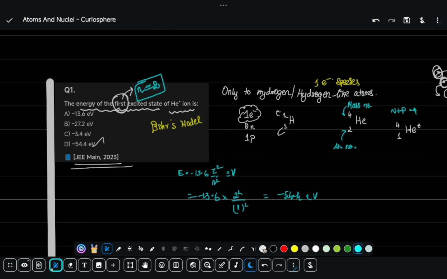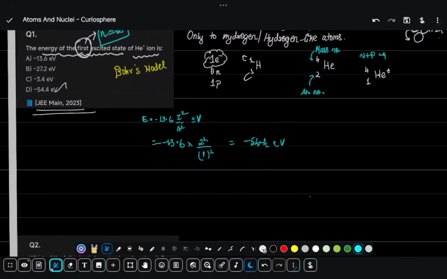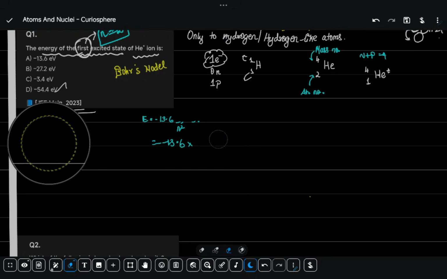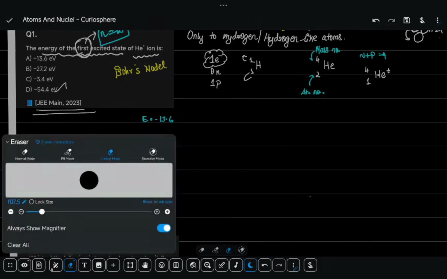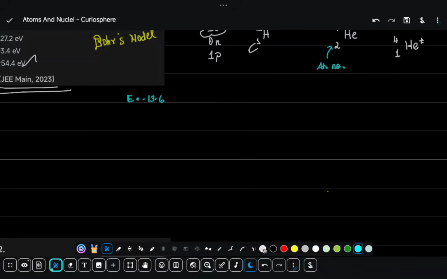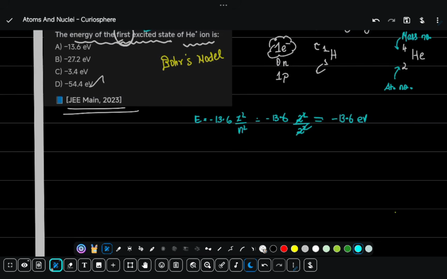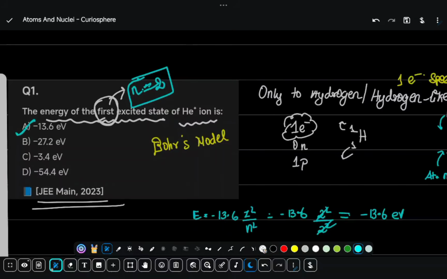This is where we make mistakes. Read the question carefully. So n is equal to 2, in the sense Z squared by n squared, 2 squared by 2 squared, gets cancelled, and yes, minus 13.6 eV. So the answer is option A. Sorry guys, I just didn't notice it, but don't make this mistake in the exam.